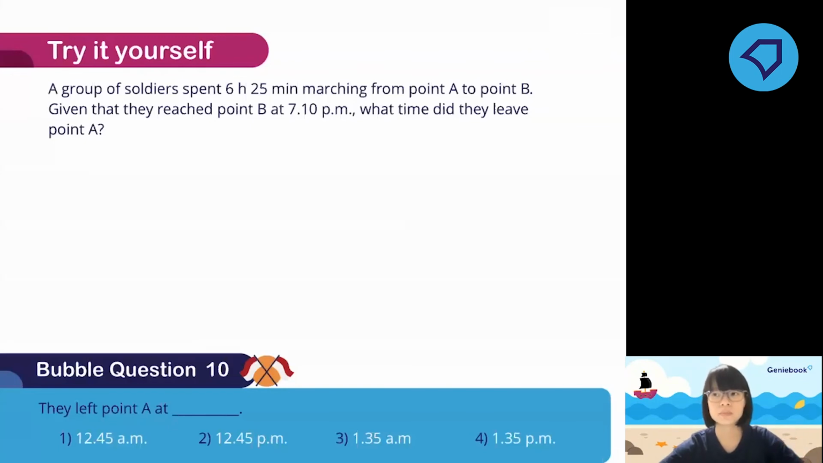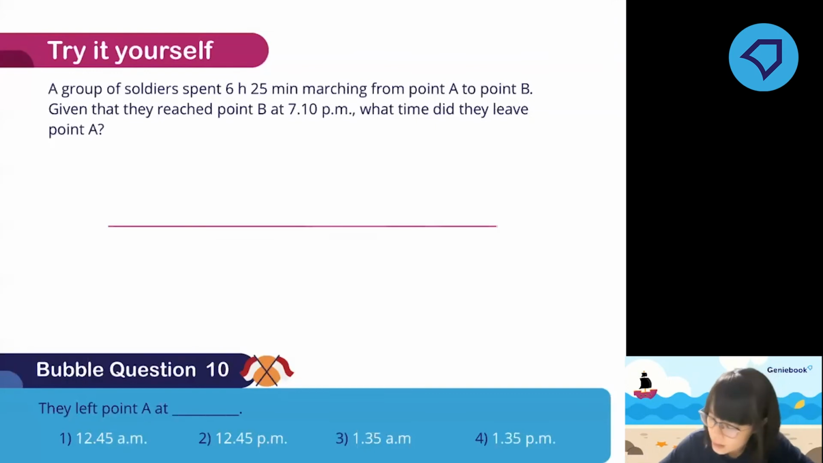Do you need help? Anybody needs help? Those of you who need help, let me help you out just a little bit. They reach point B at 7:10 p.m. They took a total of 6 hours and 25 minutes. So what you can do is find the hours first and then the minutes. You're going to split it into something like that.